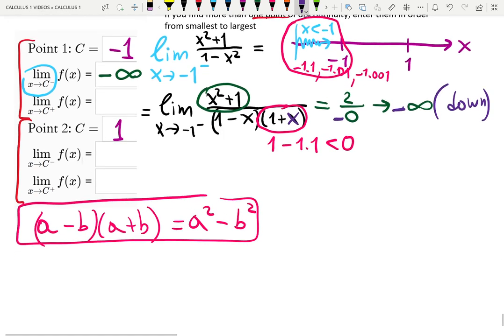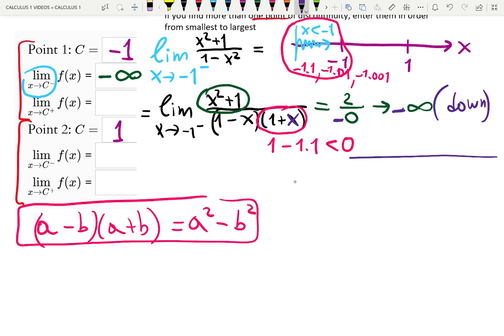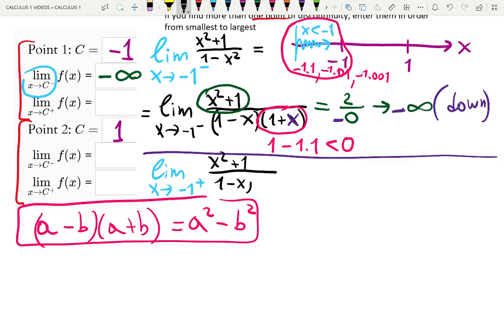So let me write down a definition of the limit from the right. Let me put it in blue again. Limit from the right as x approaches -1, but now it is plus. Plus doesn't mean positive, it means from the right, of x squared plus 1, and I'll write down 1 minus x and 1 plus x right away.